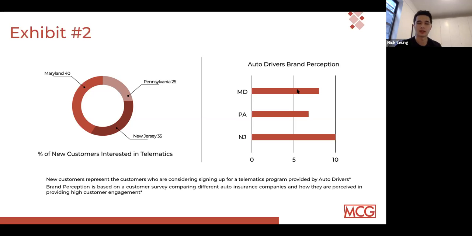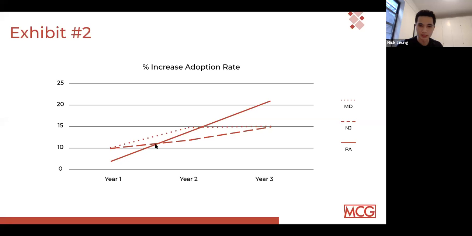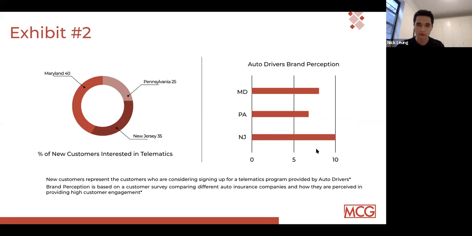So specifically, and anyone can answer these questions, by the way. I don't want to pick on one specific person if they don't have the answer. But they want to grow in states that they have low brand perception in. In New Jersey, even though a lot of people are interested in telematics, and even though we do see a more linear growth in percentage adoption rate, New Jersey has a really high brand perception. So this is kind of disagreeing with what the client wants to do, which is grow in states with low brand perception. So based on this, does anyone want to tweak his answer? You can also chime in and tweak your own answer. It's fine.